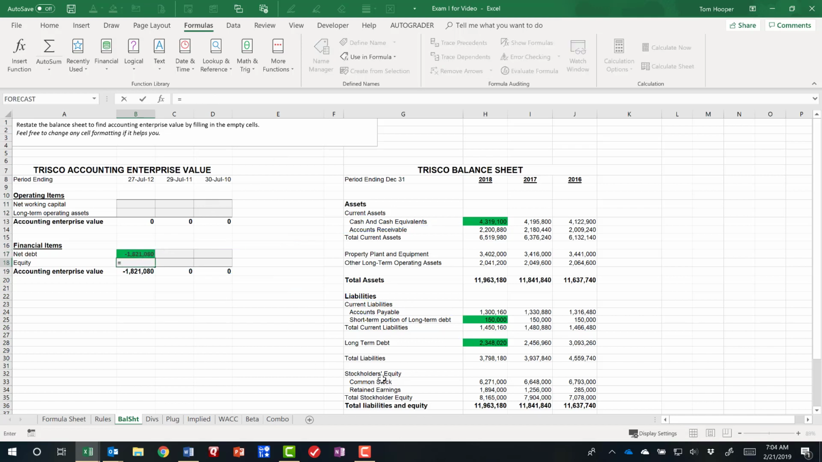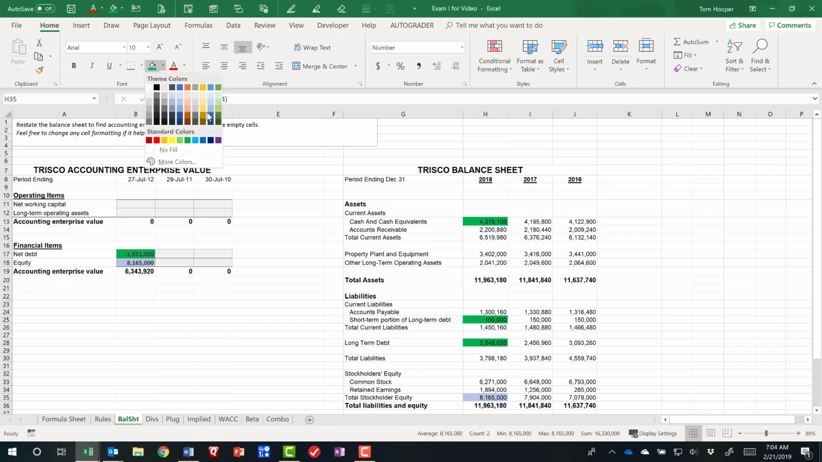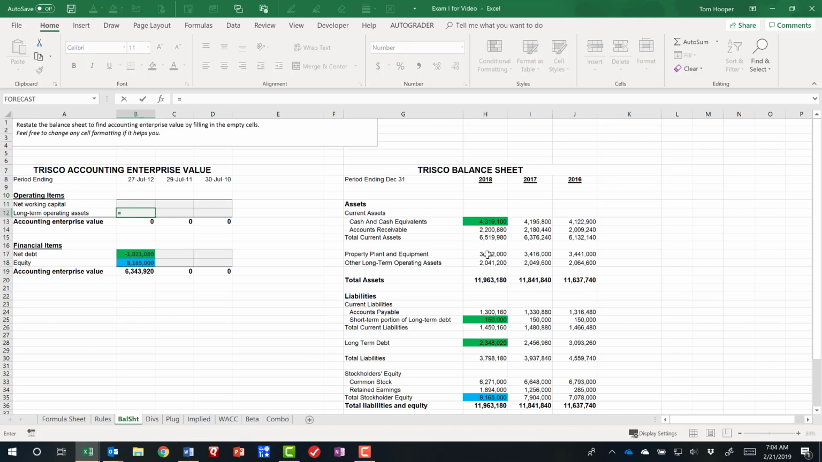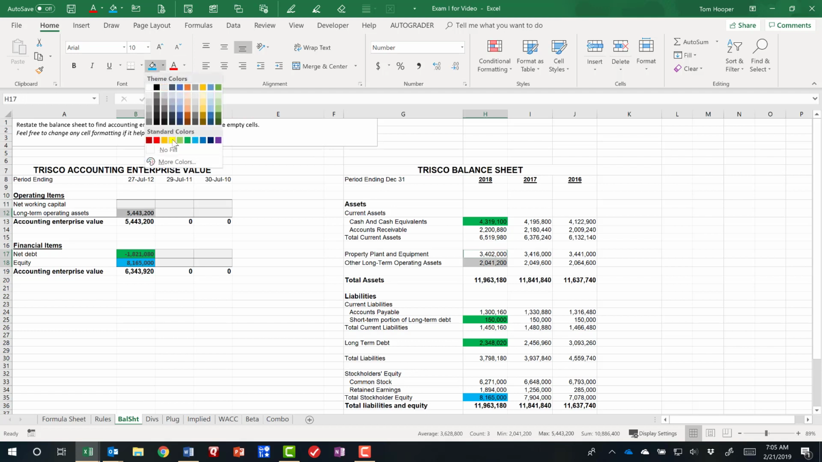Okay, equity is an easy one. Let's just grab that from the total stockholder equity. Give it a different color. I'm going to hit Control, pick those guys, go home. Let's make that one blue. Long-term assets. That's going to be PP&E's long-term. Other long-term assets, that's pretty obvious. Okay, let's color those 3. Pick a color, yellow.